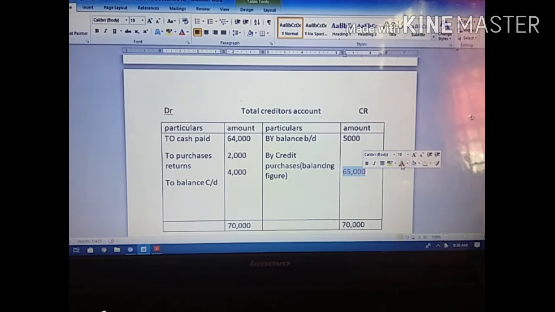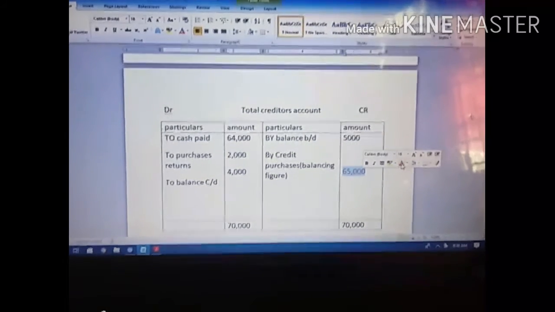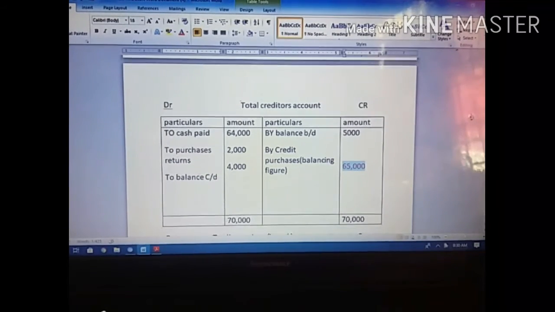So now we are going to prepare trading, P&L and balance sheet. So in trading, first we need an opening stock, so opening stock also is available there. Then purchase, so we have found out the purchase, 65,000. Then we have a purchase return, so we are going to minus purchase return from purchase. Then carriage inward is there, so we have to show this carriage inward on the trading account. Then on the credit side of the trading account, we have a sales return, then closing stock. So these are all the available information for preparing a trading account. So now we are going to open a trading account.